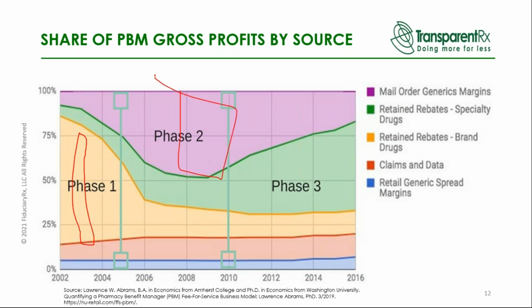Remember mandatory mail? Everyone just said, no, this can't happen. You can't force us to go mail. And then when that hidden cash flow source got closed off, PBMs moved it to more complex drugs, your specialty drugs, your biologics, and driving the bulk of their profit through that source.